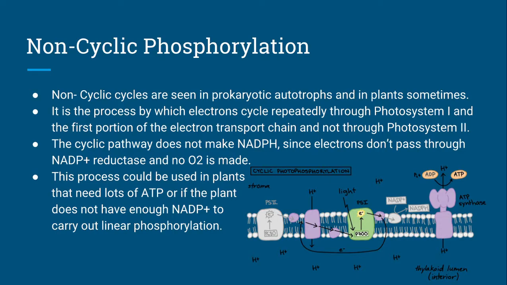The reason this process could be used in plants is because plants might need lots of ATP, and this is a quick and easy method of creating lots of ATP. Or if the plant doesn't have enough NADP+, it could conserve it by carrying out cyclic phosphorylation instead of linear phosphorylation.